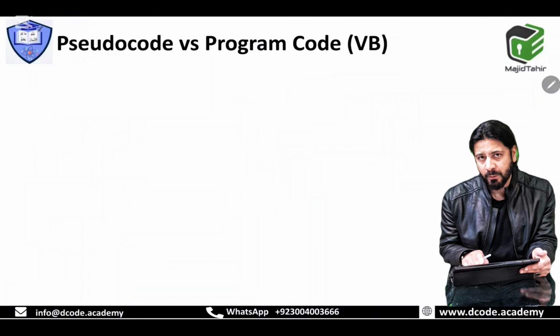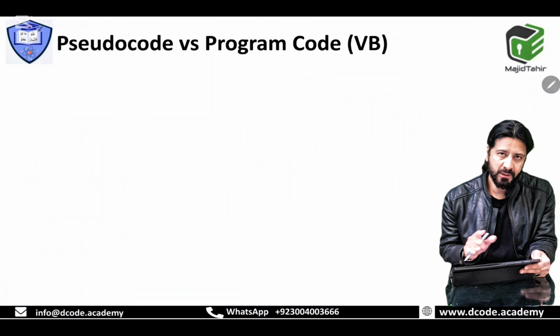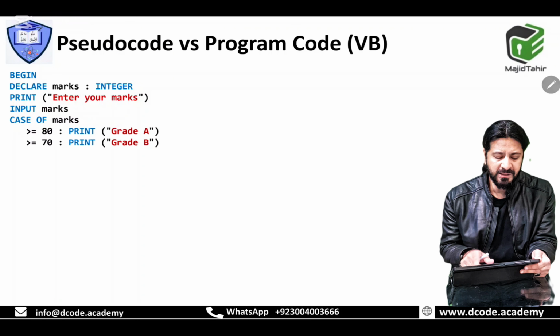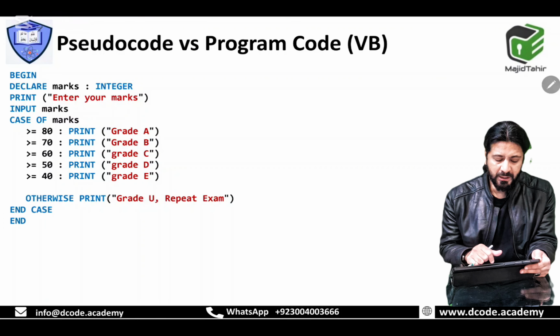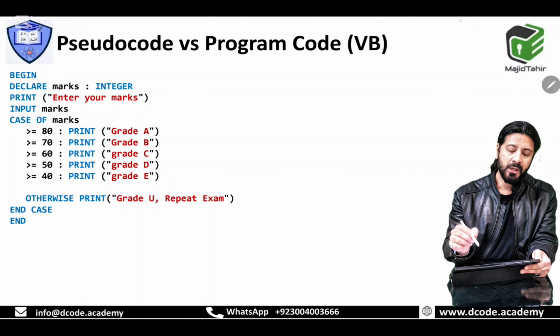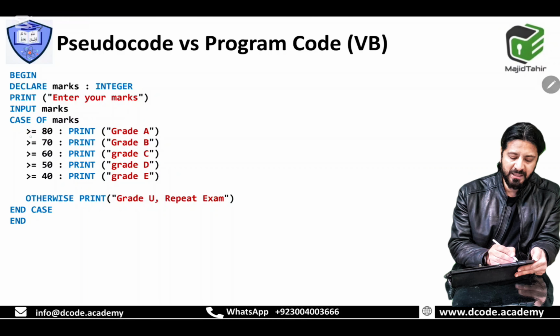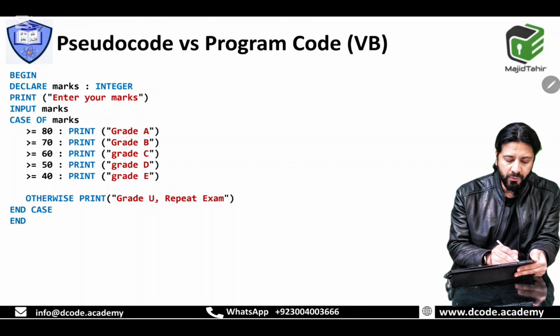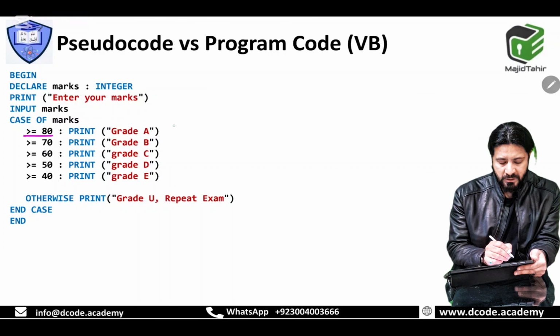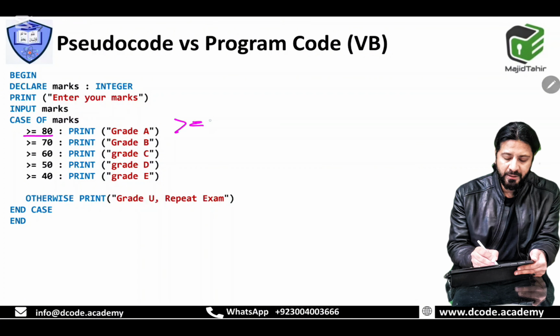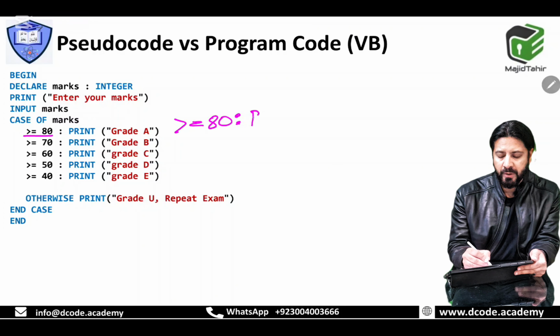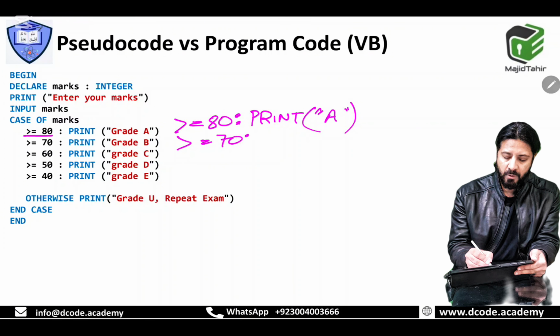The important thing is that we are going to look at the program code now with the case statement. Begin, input marks, case of marks greater than. I was talking about the different variations of the case statements. You can see that case statements can work with the greater than or equal to sign. If the marks are greater than or equal to 80, you can write print A, and then greater than or equal to 70, colon, print B.